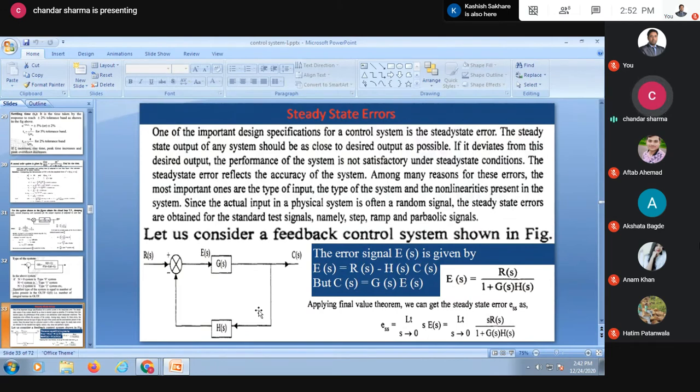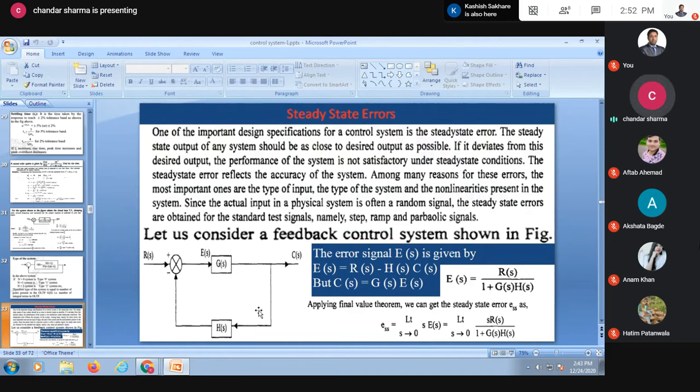If it deviates from this desired output, the performance of the system is not satisfactory under steady state condition. The steady state error reflects the accuracy of the system. Among the many reasons for these errors, the most important ones are the type of the input, whether it is step, ramp, or parabolic, the type of the system, whether it is 0, 1, 2, 3, and the nonlinearity present in the system. Since the actual input in a physical system is often a random signal, the steady state errors are obtained for the standard test signals, namely step input, ramp, and parabolic signal.